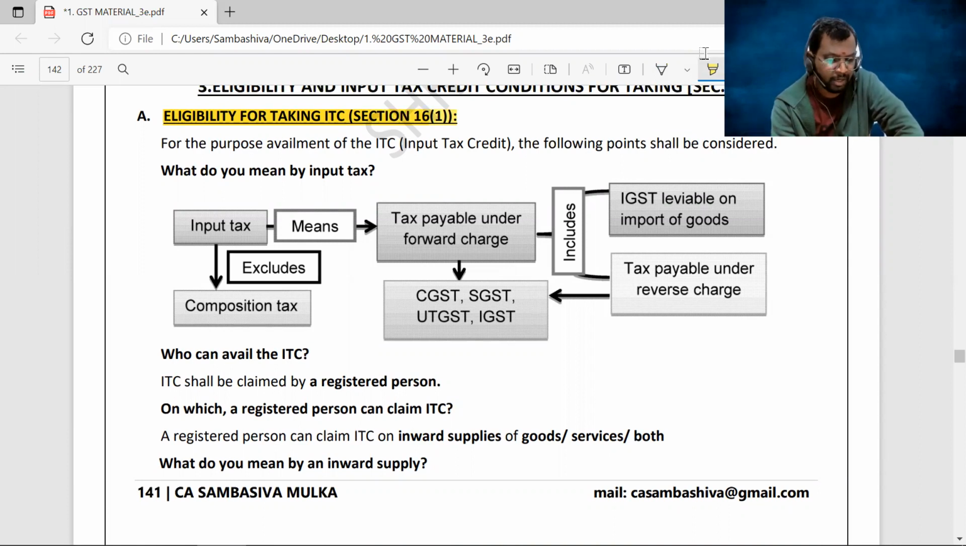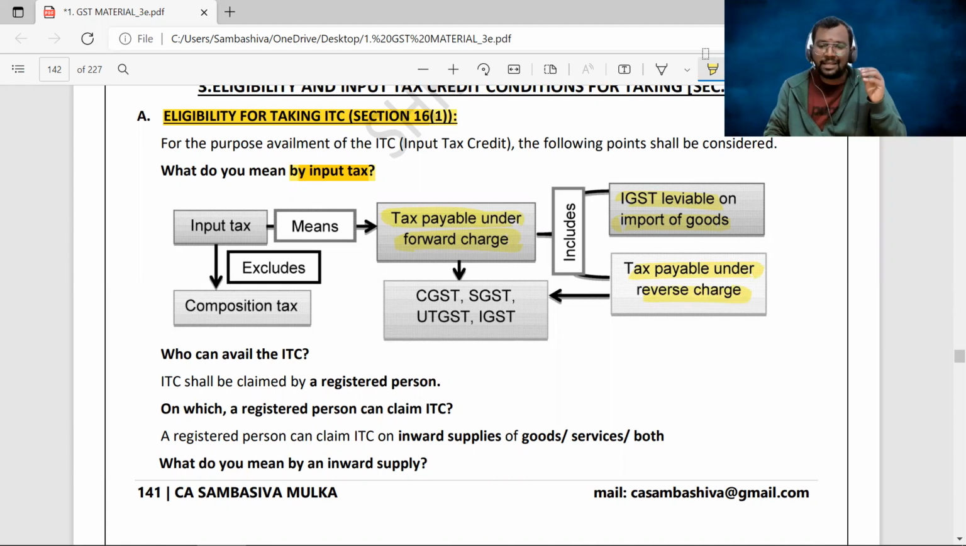First of all, what do you mean by input tax? Input tax means tax payable under forward charge mechanism, that is CGST, SGST, UTGST, IGST. Sir, that means tax payable under reverse charge mechanism is not covered under input tax? Wait. Majorly, input tax means whatever taxes you have paid under forward charge mechanism, but it also includes IGST leviable on import of goods, and also includes tax payable under reverse charge.